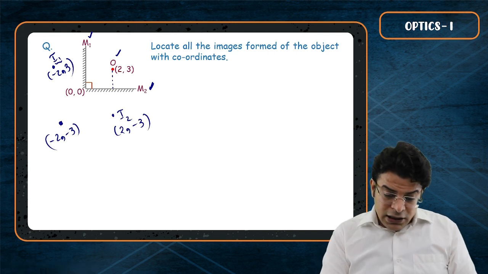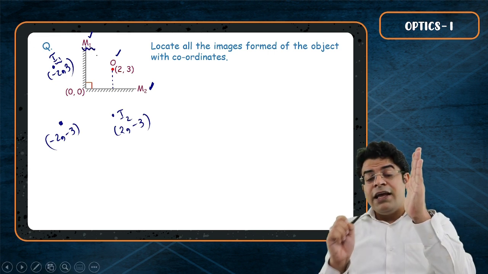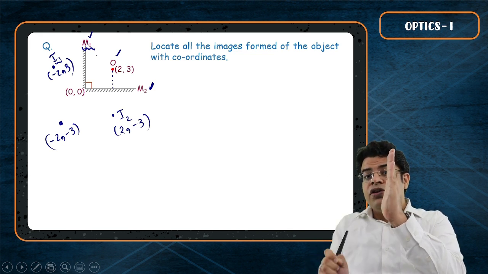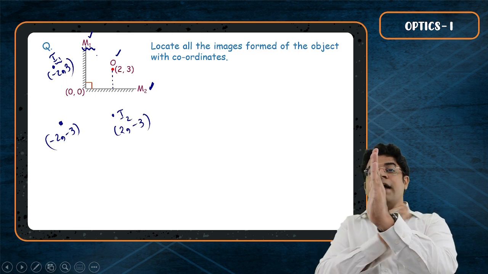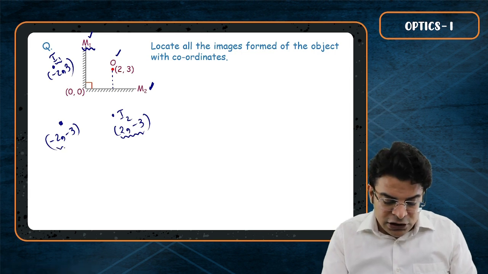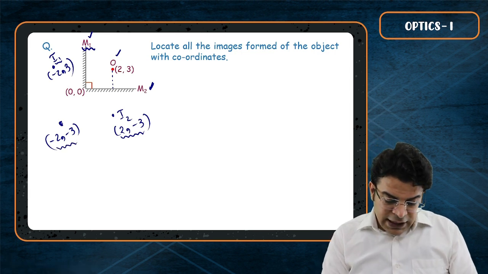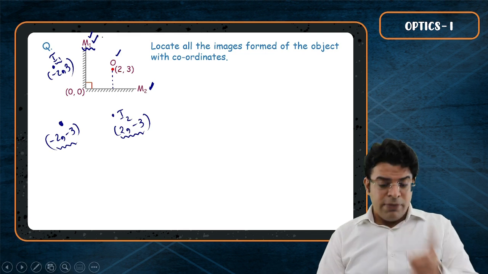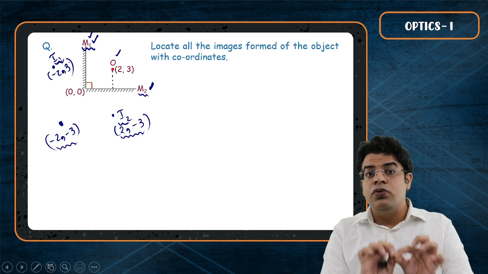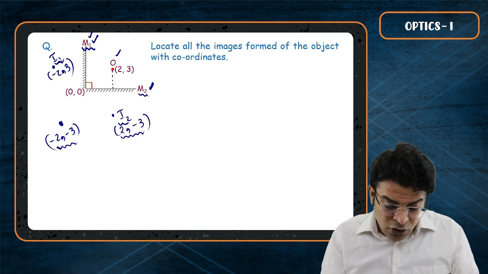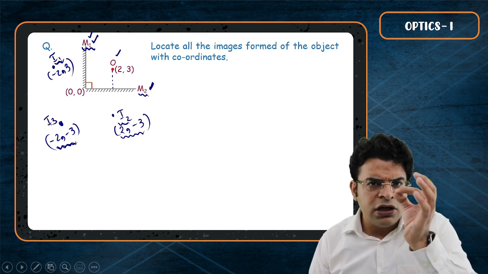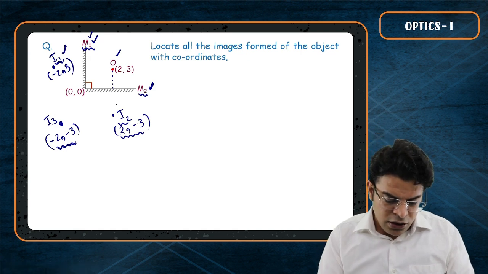Similarly, mirror 1 will form an image of I2, and when mirror 1 forms the image, it won't change the y coordinate, it will simply flip the x coordinate. So when the x coordinate flips from (2, -3), you will again get (-2, -3). So M1 forms one image of I2, M2 forms one image of I1, and these two images coincide at the coordinate (-2, -3). Let's call this image I3. So the first question: how many images are formed? Sir, 1, 2 and 3.